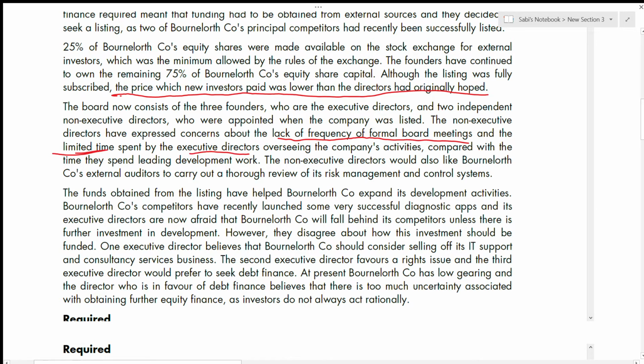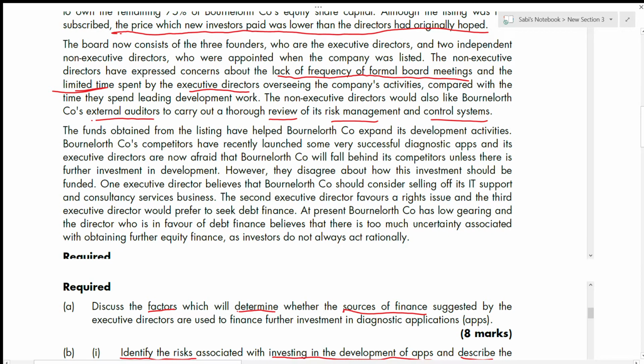overseeing the company's activities compared with the time they spend leading development work. The non-executive directors would also like the company's external auditors to carry out a thorough review of its risk management and control system. So they want the external auditor to review the risk management and control system. Why I'm underlining all this is that when we need to discuss the risk and control system, we might need these points. This is why I always tell you to start with the requirements first, then go and start the case study. You know what to find in the case study.